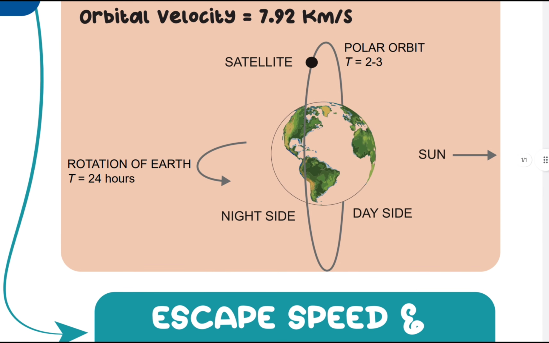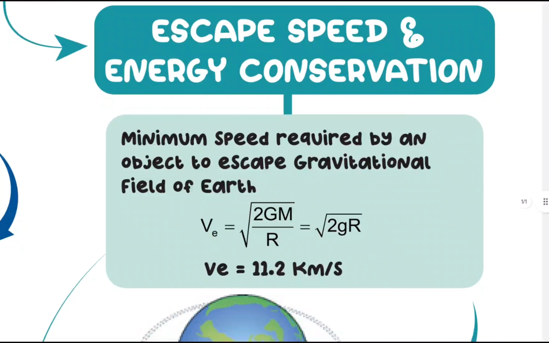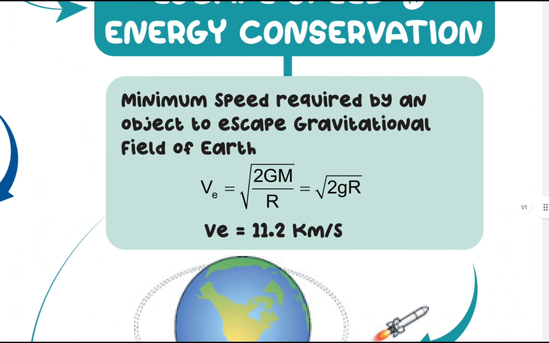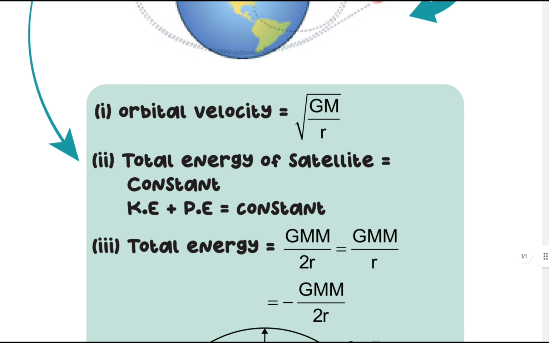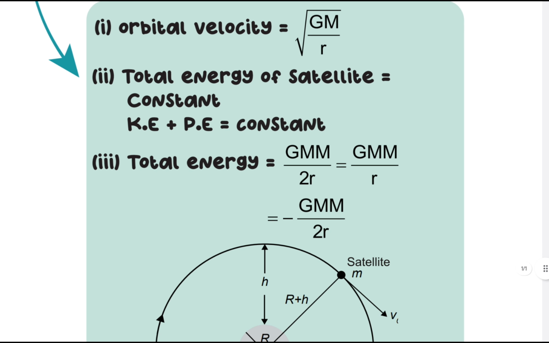Escape speed and energy conservation. Escape speed is the minimum speed required by an object to escape the gravitational field of Earth, which is equal to root 2GM by R, which is equal to root 2gR. Escape velocity equals 11.2 km per second. Orbital velocity equals root GM by r.